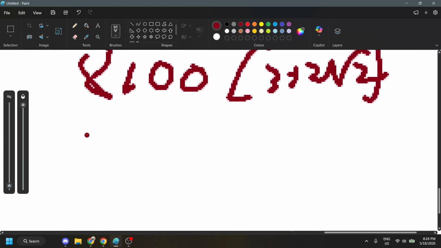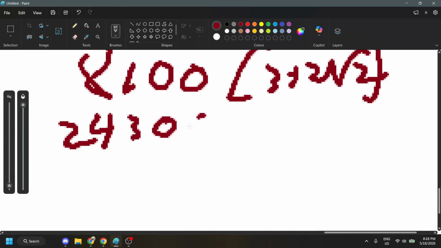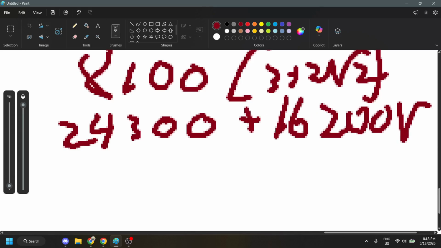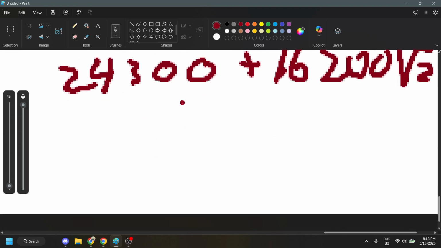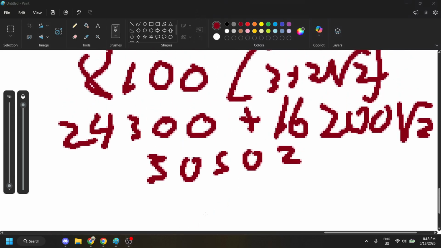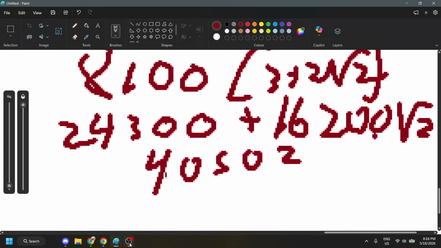8100 times 3 would be 24,300, I think? Yeah. Plus 16,200 root 2. Add these together, we get 30502. Okay, now let me check. Wrong thing. 40502, I meant. I just noticed that. Okay, 40502 is in fact correct.